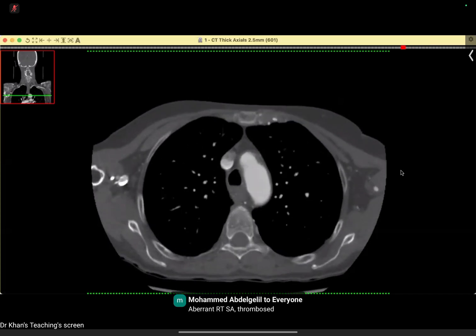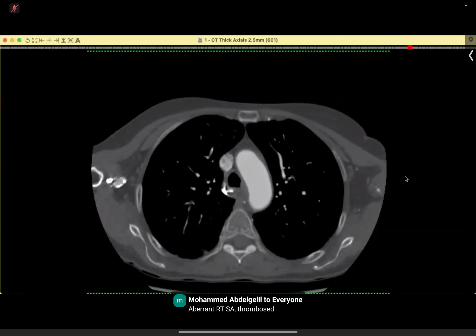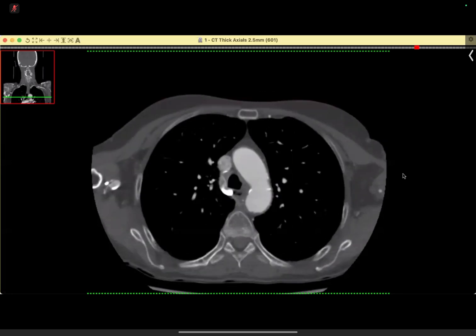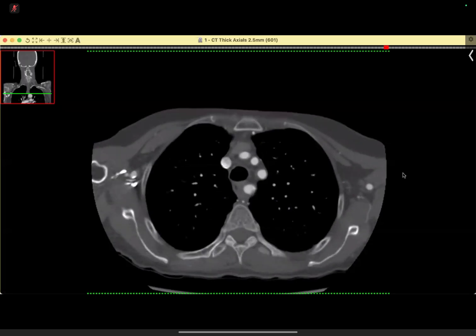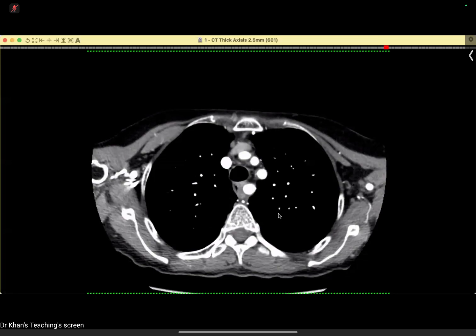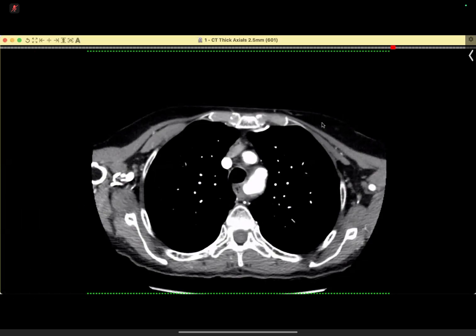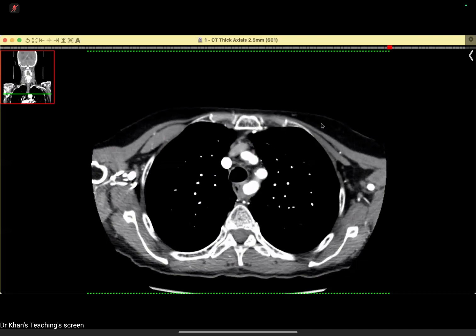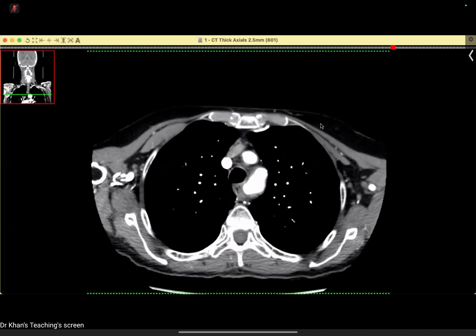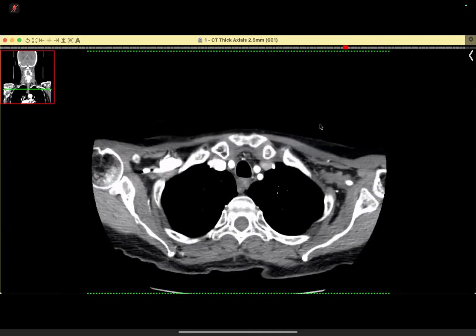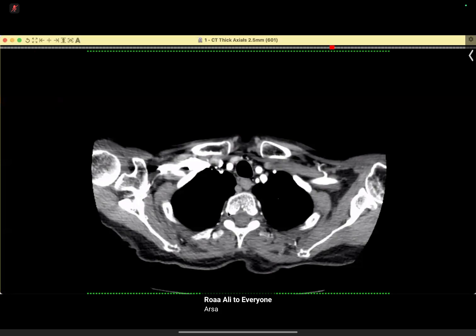Other than that, I could... Okay, don't scroll. I'm going to point out something for you. So I'm scrolling now. What do you think is this? You can scroll up and down if you want. Yeah, there is wall thickening involving the arch of aorta and the right brachiocephalic and yeah, the right common carotid. So it's possibly a vasculitis.